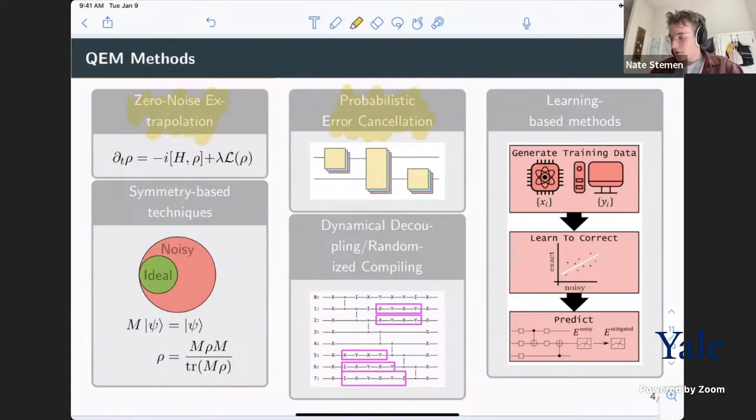I won't be talking about those. I'm really going to talk about zero noise extrapolation and probabilistic error cancellation, as those are the two most popular error mitigation methods that we've seen over the past few years, and they seem to work quite well. So we'll dive into those.